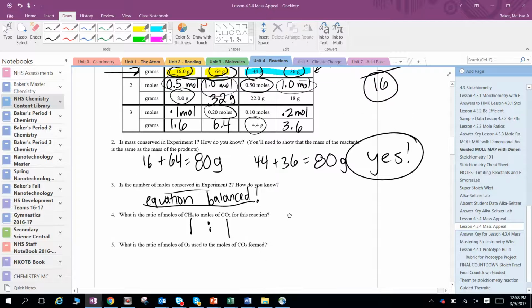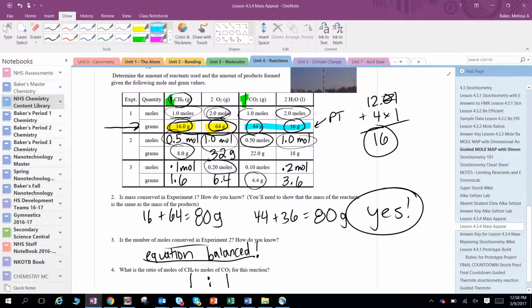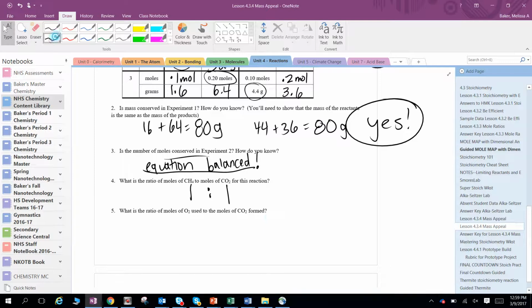How about the ratio of oxygen to carbon dioxide? I'm going to highlight these in pink now. 2 moles oxygen, oops, that ends up crossing it out, for every 1 mole of carbon dioxide. So this is a 2-to-1 ratio.